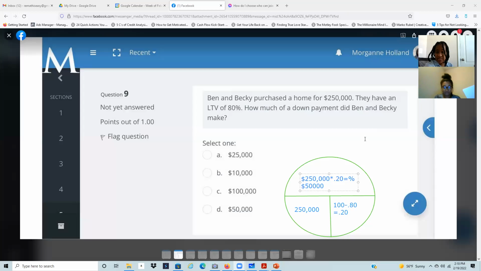Okay, Ben and Becky purchased a home for $250,000. They have an LTV of 80%. How much of a down payment did Ben and Becky make? This is one that's pretty easy.